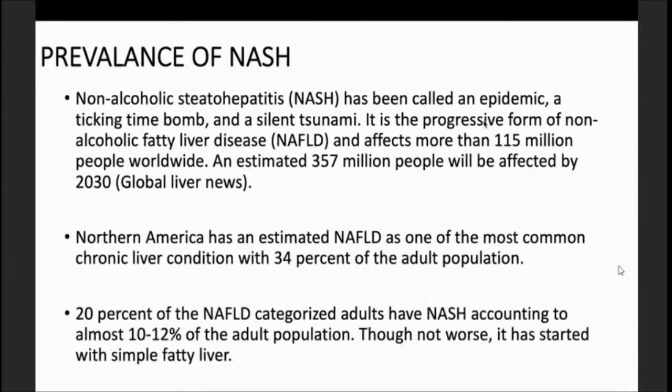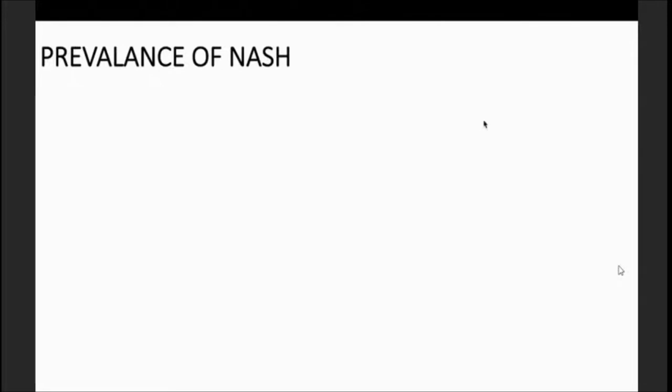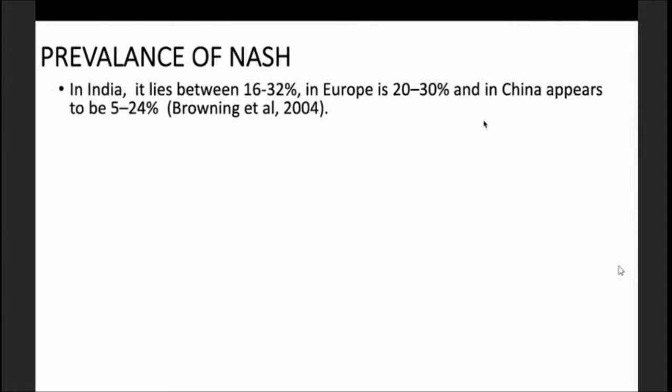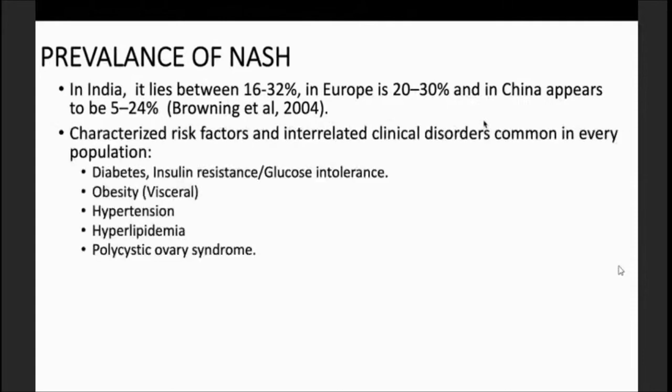20% of the NAFLD-categorized adults have NASH, according to almost 10 to 12% of the adult population. Though not worse, it always starts with a simple fatty liver. In India, it's not an exclusion though. It lies between 16 to 30%, and in Europe, 20 to 30%, and in China it appears to be anywhere between 5 to 24%, according to Browning's group.